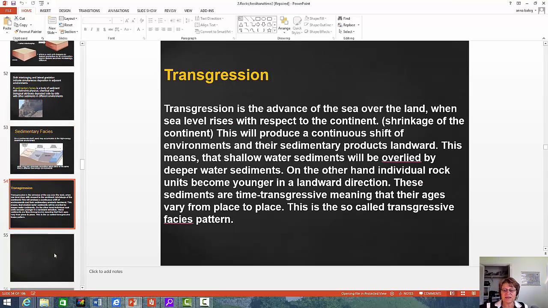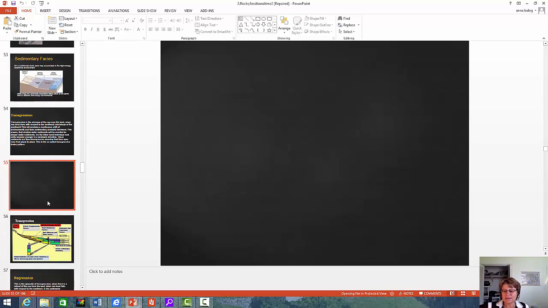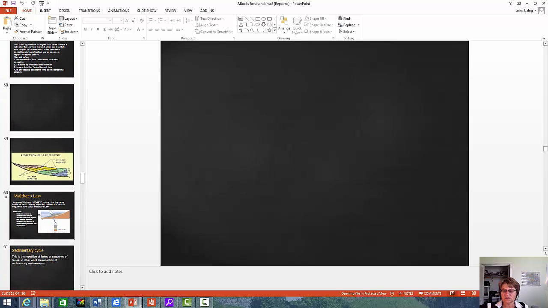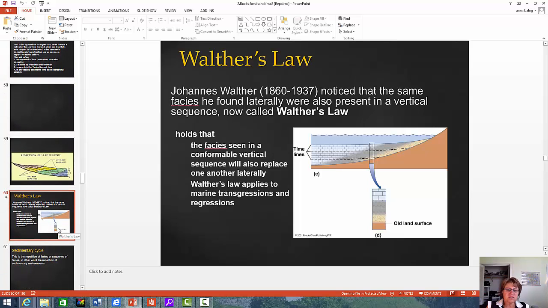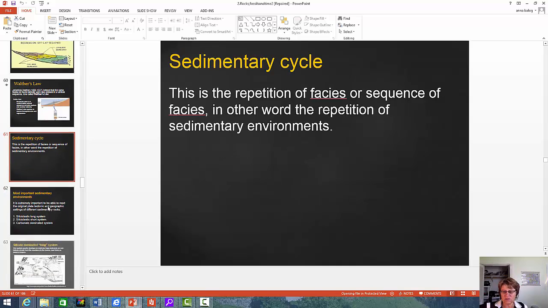What is transgression? Remember, in the YouTube video I have drawn this, so you've got to be able to draw transgression and regression and understand them. This is very important. This is going to be a 4 or 5 point drawing, so you've got to know either the transgression or the regression. So what is Walther's law? That's kind of important, so it could be a true, false, or multiple choice question. What is a sedimentary cycle? That's also important.